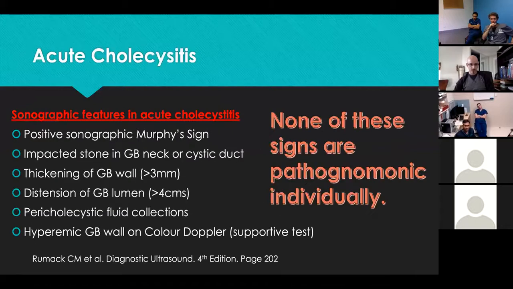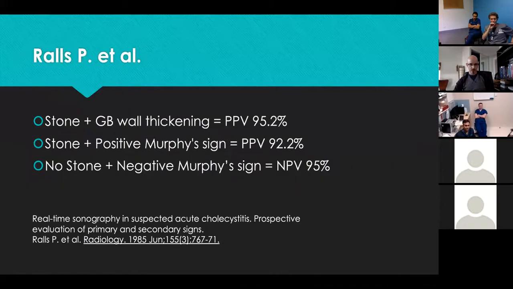Yes, so that's quite right. Technically you wouldn't be able to see the Murphy sign, and if the stone is just in the gallbladder, you would still see the gallstone. It's just if it is lodged in the gallbladder neck, there's a chance that you might miss it. I guess you're right, it complicates the situation.